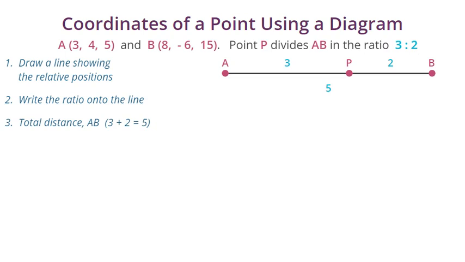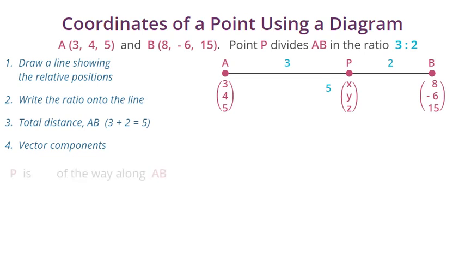And finally, write in the vector components, including the unknown one as x, y, and z. Reading directly from the diagram, we can see that point P is 3/5 of the way along the line AB. Written in vector notation, we have.